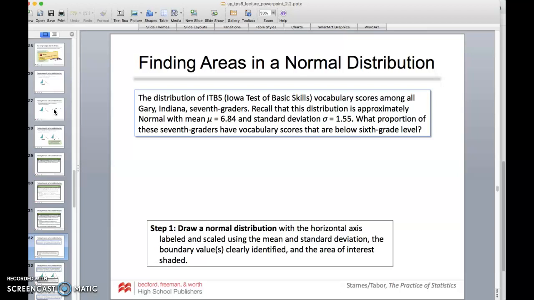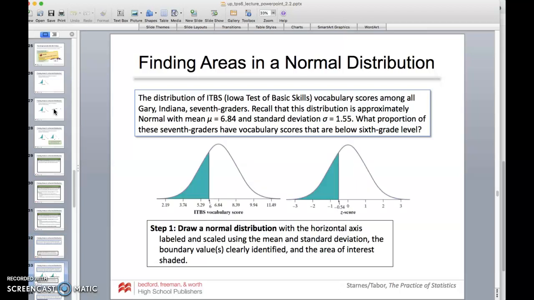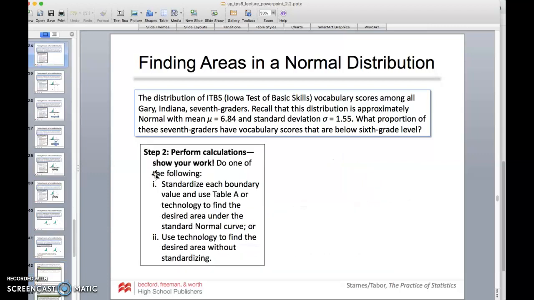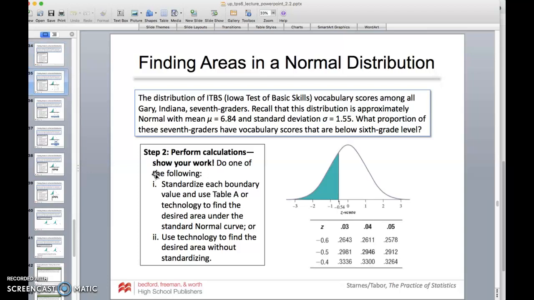Okay, so here's what we're going to do. We're going to draw that normal distribution, horizontal axis labeled, using the mean and standard deviation, and then we're going to get those boundary values clearly identified, and we're going to make sure we shade that. So this is what we're looking at right here. With that score, we can get that z-score and then figure out what that is. Again, standardize each boundary value and use Table A or technology to find the area under that normal curve. And then we could use technology as well.